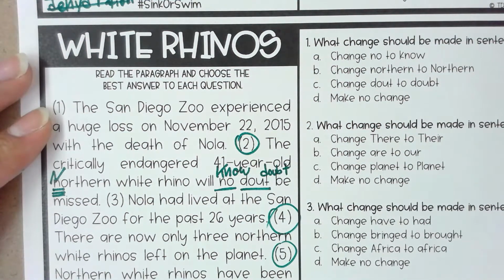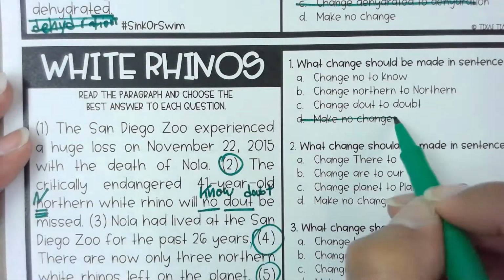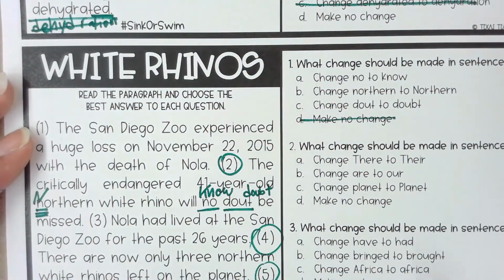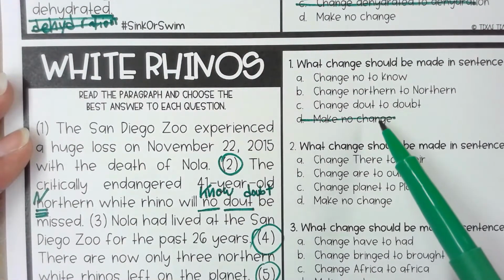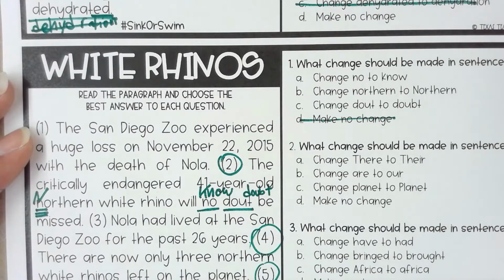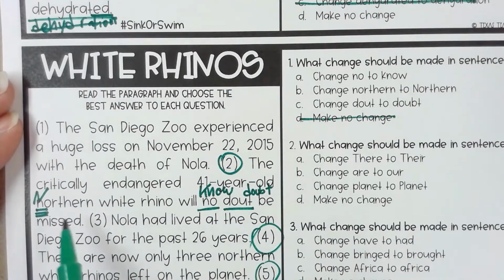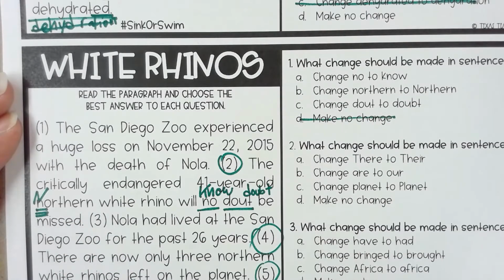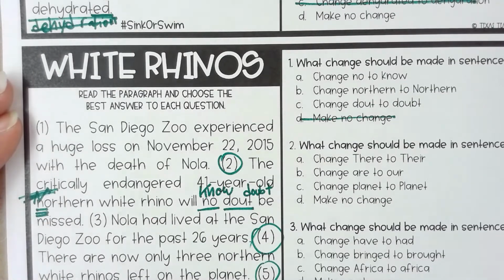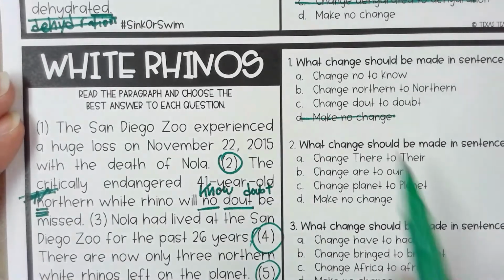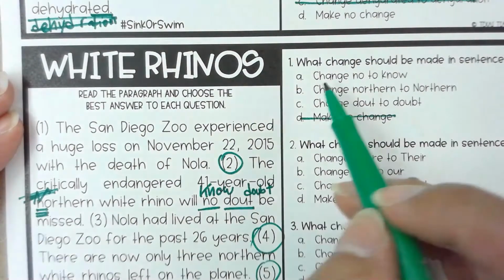Now let's start eliminating. It's not going to be make no change, but don't think just because I'm eliminating this one right now that you're never going to have one that says make no change. But for this one, we do have to make an edit. Now, northern white rhino. I need you to make sure that you eliminate this. You don't need to capitalize in northern white rhino right now. So please cross it out.